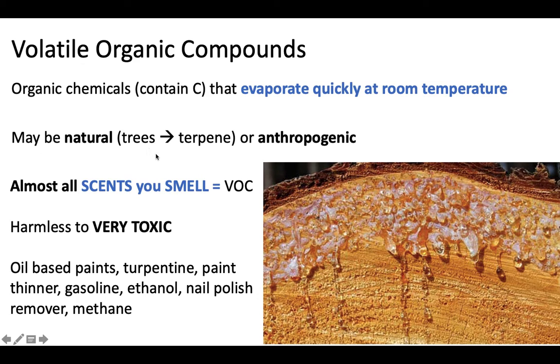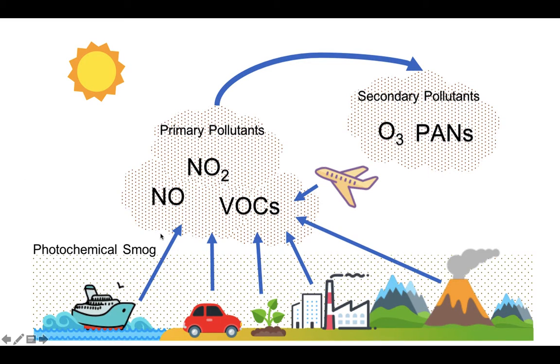They could be natural. Trees produce things like terpene, which is that sappy, piney smell, but they could be anthropogenic as well. Things like paints, turpentine, gasoline, ethanol, nail polish remover, etc. Almost any scents that you smell are going to be volatile organic compounds, and they can be extremely harmless or they can be extremely toxic. But when they react with NOx in the presence of sunlight, they can produce ozone, which can lead to smog formation. So like I said, smog is a mixture of all these different sorts of things combining together.